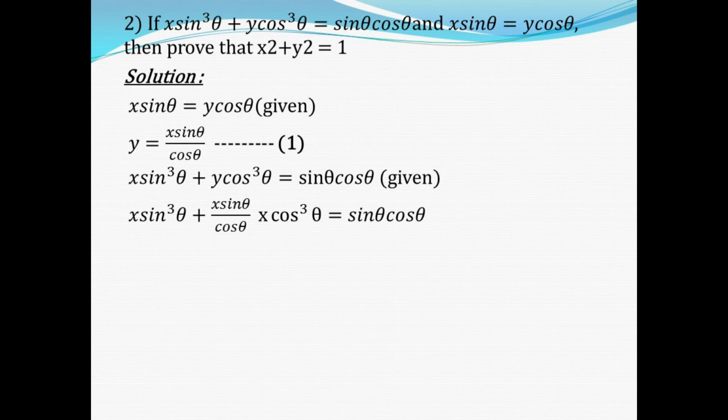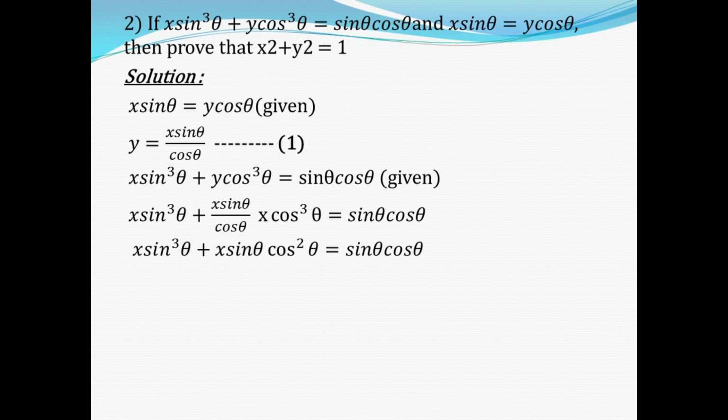Now cos theta and cos cubed theta gets cancelled. Cos cubed theta gets cancelled and it becomes cos square theta. And this cos theta in the denominator gets cancelled. So what do we get? X sin cubed theta plus x sin theta cos square theta is equal to sin theta cos theta. Now see the left side. There are two terms. What is common in these two terms? X sin theta. Take it outside.